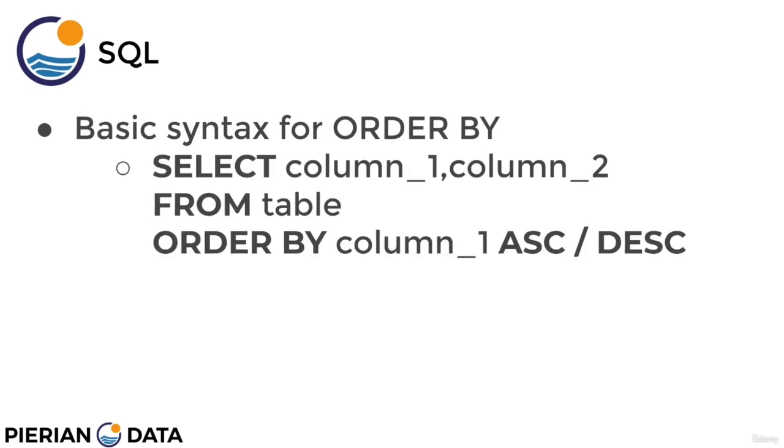The basic syntax for an ORDER BY statement would be as follows. We select whatever columns we want from the table, and then we decide to ORDER BY a specific column. And then optionally, you can add in ASC or DESC, depending on whether you want that ordering or sorting to be ascending or descending.